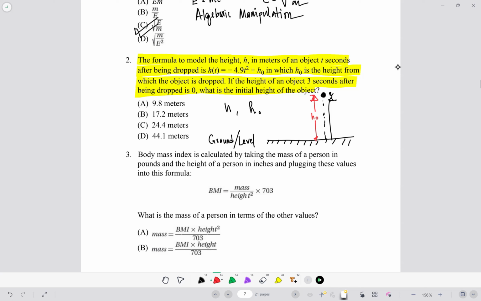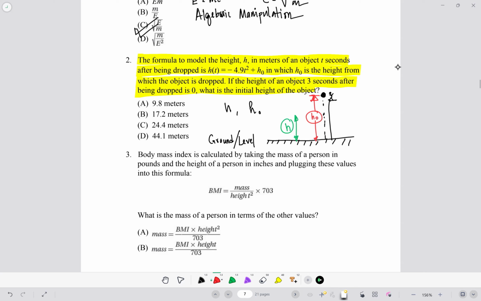Okay. This is the H naught. And for a random time, just consider for example, after 2 seconds, the height of the object is called H. So the H and the H naught have a difference. H naught is basically the initial height, the height from which the object is being dropped.